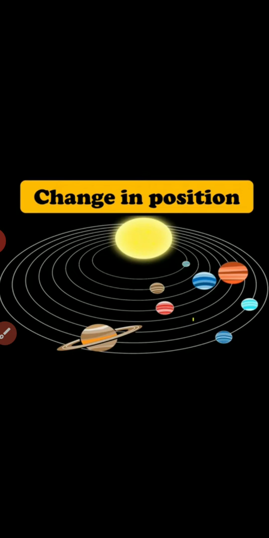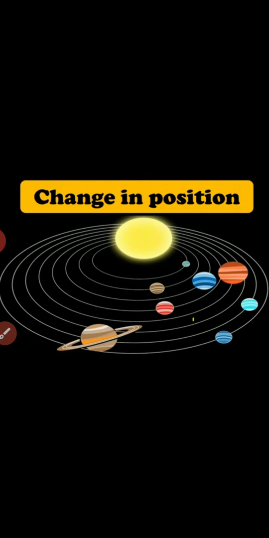Look at this picture, change in position. As you already know, all the planets continuously revolve around the sun. So what kind of change is it? Yes, it's a change in position. They are continuously changing, and their position during sunrise and sun rays is changing.